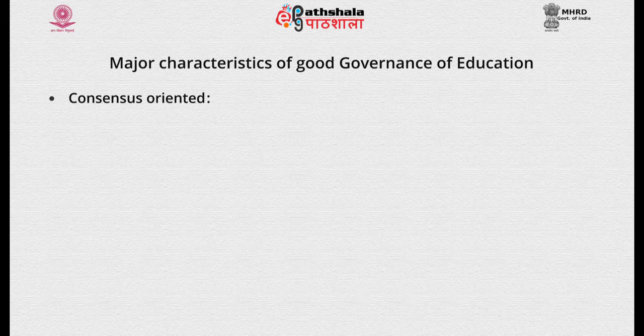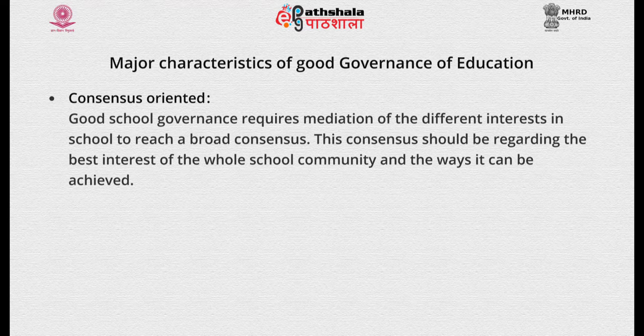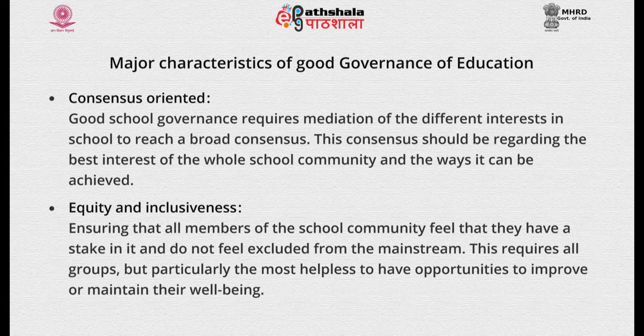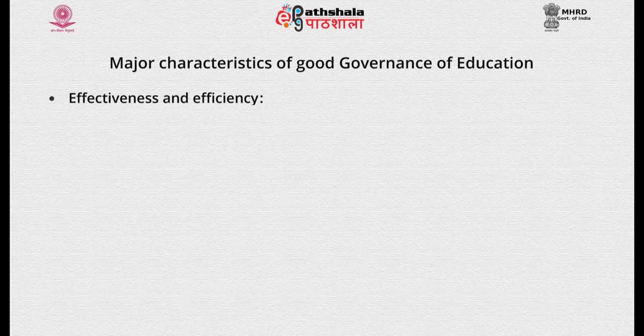Consensus oriented. Good school governance requires mediation of the different interests in school to reach a broad consensus. This consensus should be regarding the best interest of the whole school community and the ways it can be achieved. Next one is equity and inclusiveness, ensuring that all members of the school community feel that they have a stake in it and they don't feel excluded from the mainstream. This requires all groups, but particularly the most helpless, to have opportunities to improve or maintain their well-being. Next one is effectiveness and efficiency.